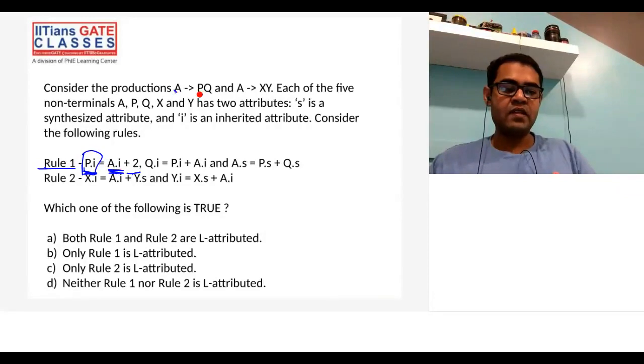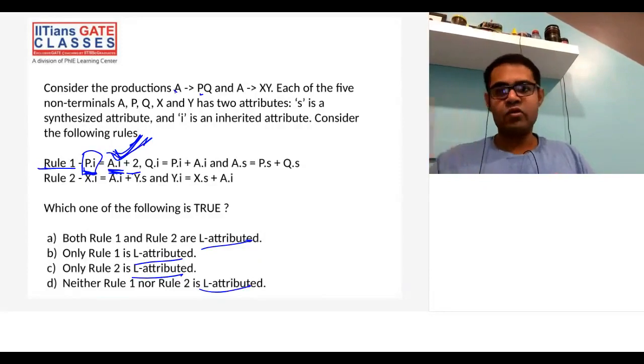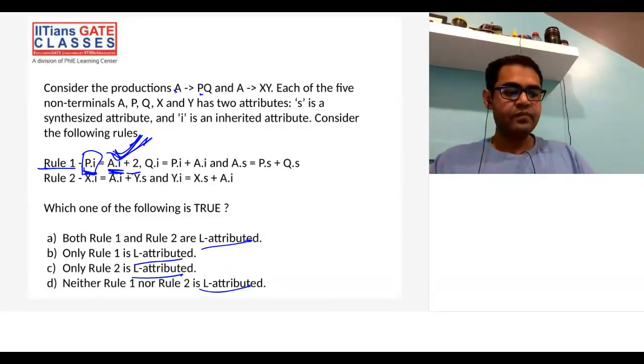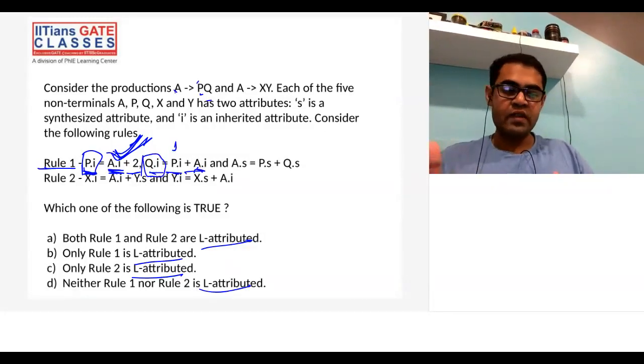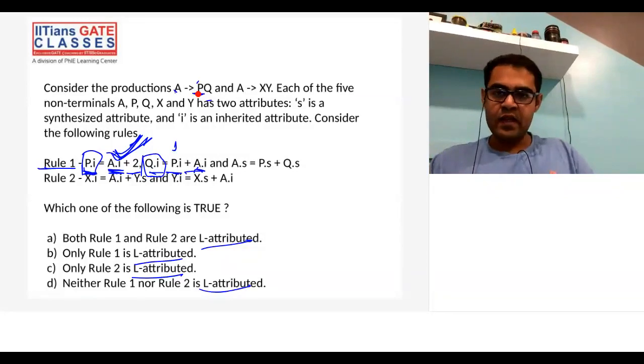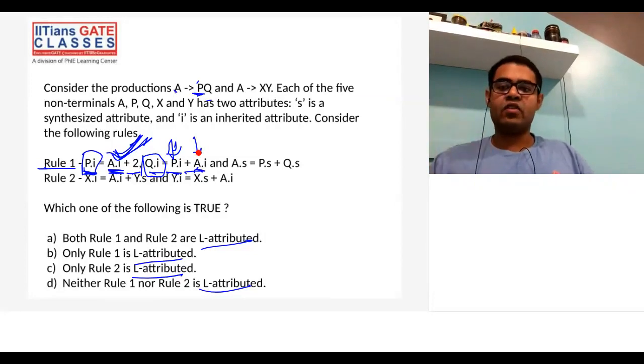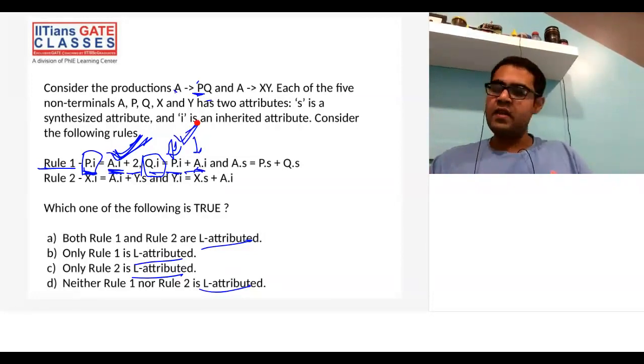Because A is the parent, P is the child. P can take value from this parent, so this statement is fine for L attributed. Now you say Q dot I is equal to P dot I plus A dot I. P is here, A dot I is here. So Q is taking value from either its left sibling or from the parent, so this is also fine. Right sibling is not allowed in L attributed, so this statement satisfies the L attributed SDT conditions.